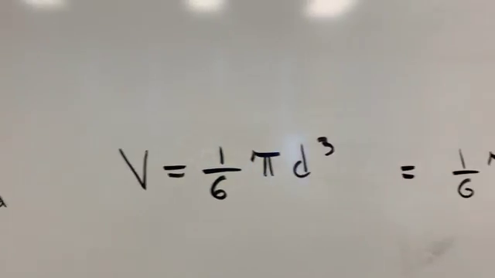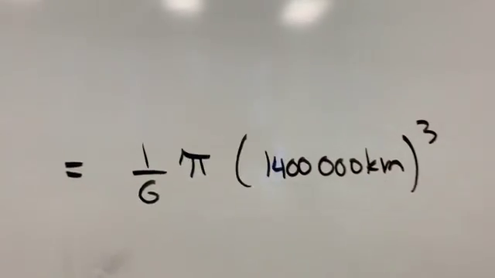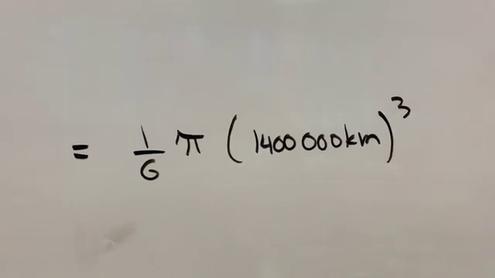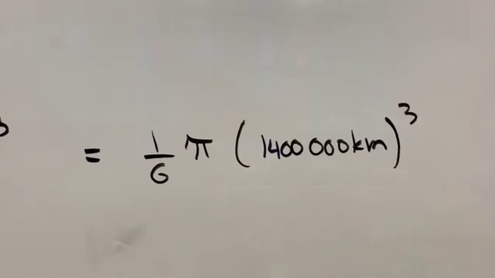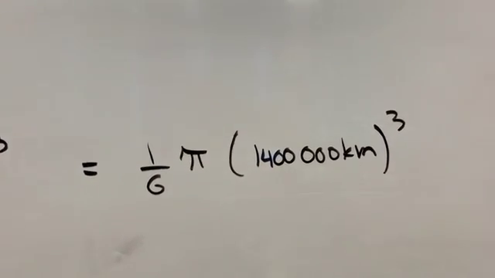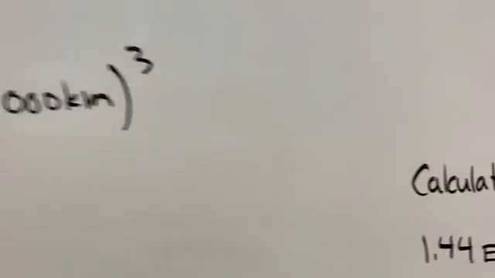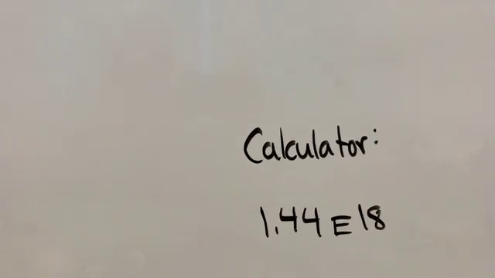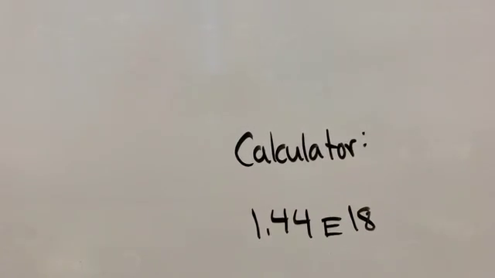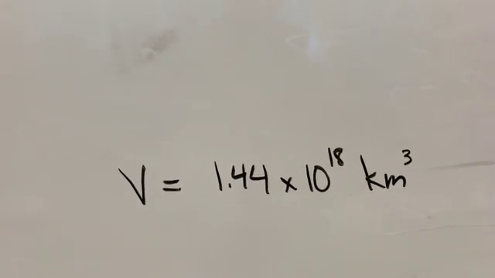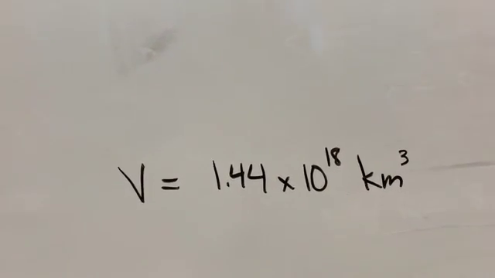So I've got 1/6 times pi times that enormous number cubed. So I'm going to take 1,400,000 times 1,400,000 times 1,400,000 times pi, and then divide it by 6. When you do that on your calculator it's going to say something like this. It might have more decimal places. In fact, it will have more decimal places, but it's going to give you this E18 business. What that means is that this sun's volume is 1.44 times 10 to the 18 kilometers cubed.